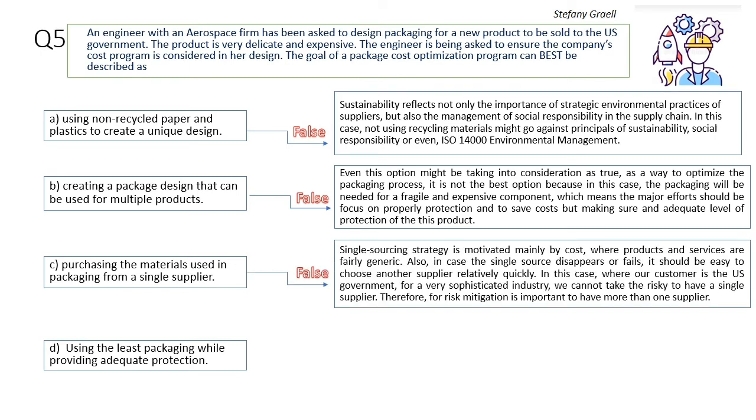Option C is also false because a single sourcing strategy is motivated mainly by cost, where products and services are fairly generic. Also, in case the single source disappears or fails, it should be easy to choose another supplier relatively quickly. In this case, our customer is the US government and it's going to be for a sophisticated industry, so we cannot take the risk of having a single supplier. Therefore, for risk mitigation, it's important to have more than one supplier.